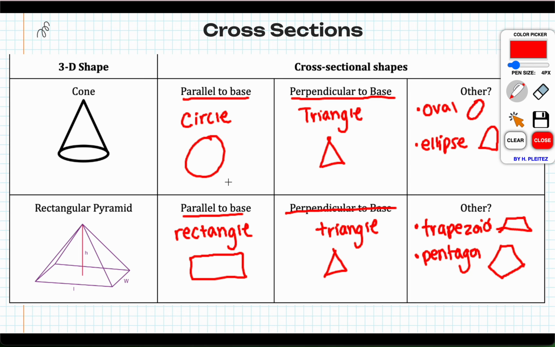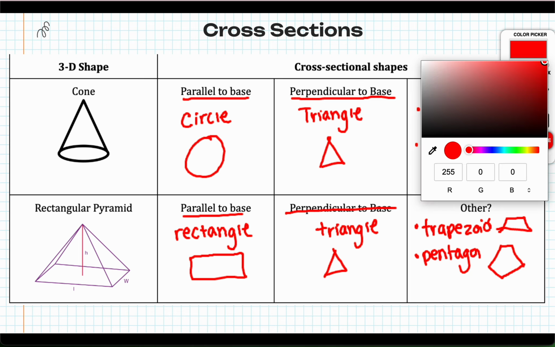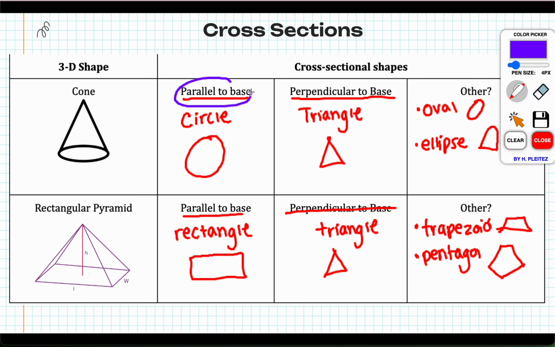So I want you guys to try to start recognizing a pattern here. When we were parallel to the base, we ended up having exactly the same cross section as what our base was, right? No matter where we cut this cone, if we're parallel, we always get a circle. And when we were parallel to our rectangular pyramid, no matter where we cut it, we're always going to get a rectangle. So it looks so far that when we're parallel to our base, the cross section is just going to be the same shape as the base. So we'll test that out with a few more shapes.